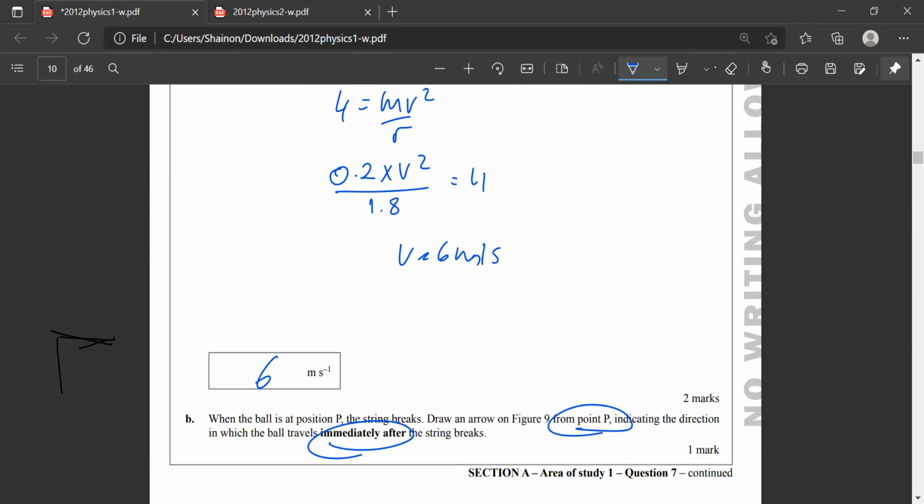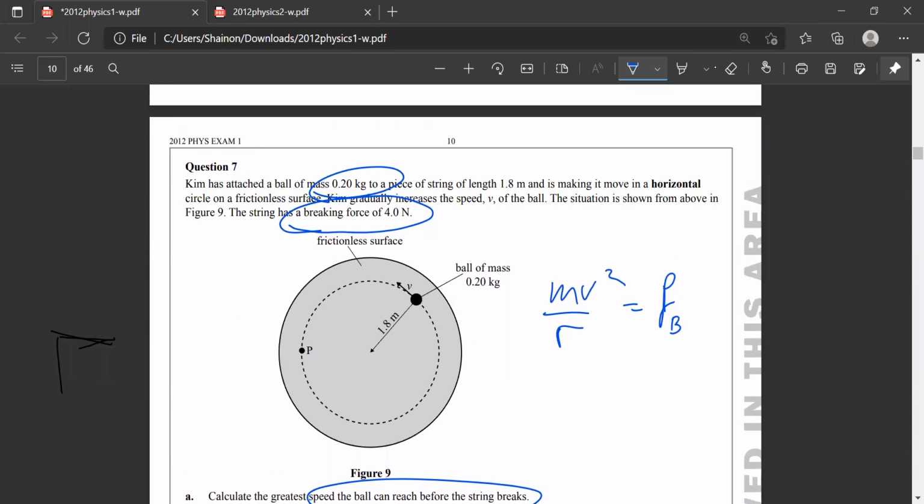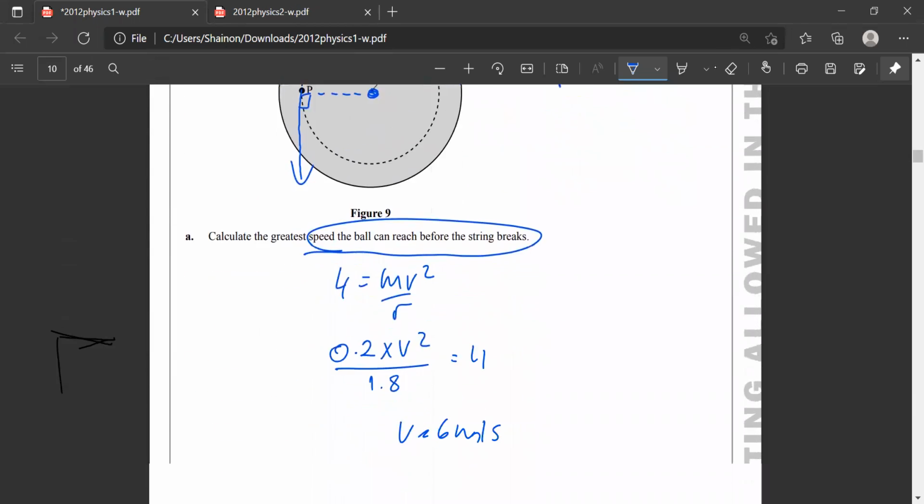After it breaks, it's always going to be perpendicular. So this is going to form a right angle. If you just look at when it's towards the center, it's going to be perpendicular, so it's going to go that way.